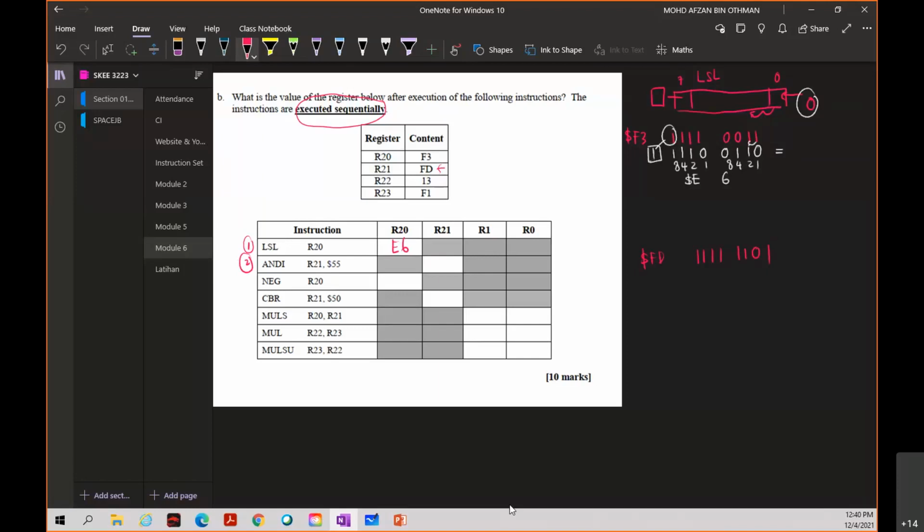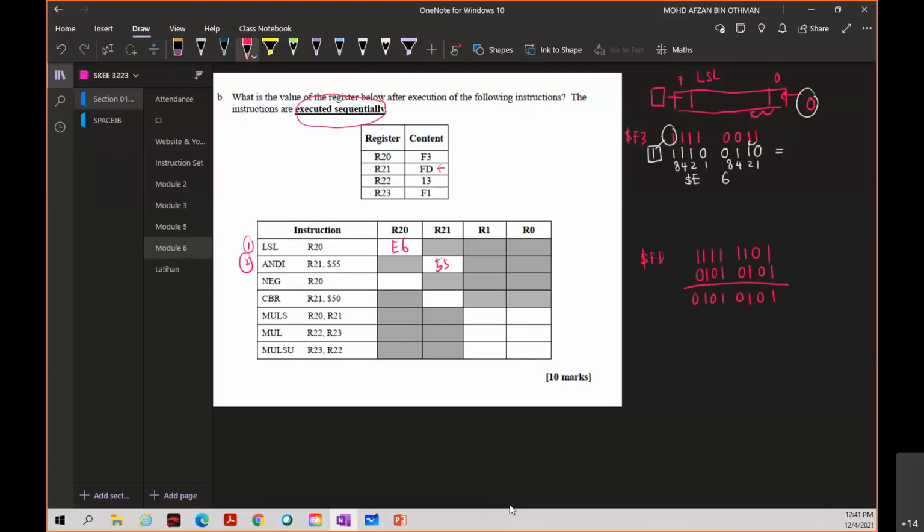And then you're going to do a logical AND with 55, which is 0101 0101. Then you do the logical AND. So what would be the value here? What is the result? This is 01010101. So you will get 55. Make sure that all the answers are in hexadecimal, because the register, the data memory, is in hexadecimal. Okay, all of you get 55?